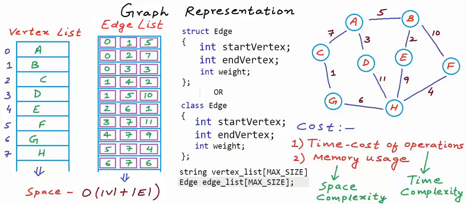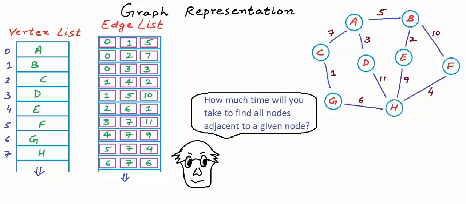Now let's discuss time cost of operations. What do you think can be most frequently performed operations while working with graph? One of the most frequently performed operations while working with graph would be finding all nodes adjacent to a given node. That is, finding all nodes directly connected to a given node. What do you think would be time cost of finding all nodes directly connected to a given node?